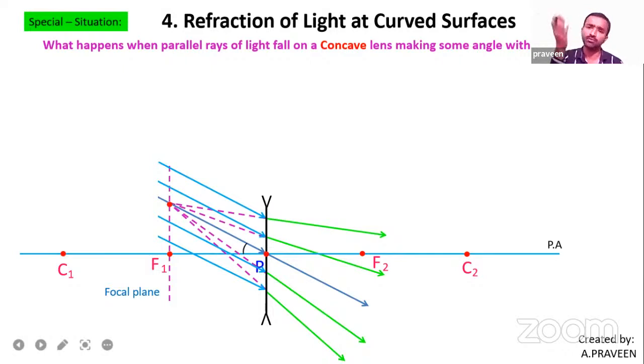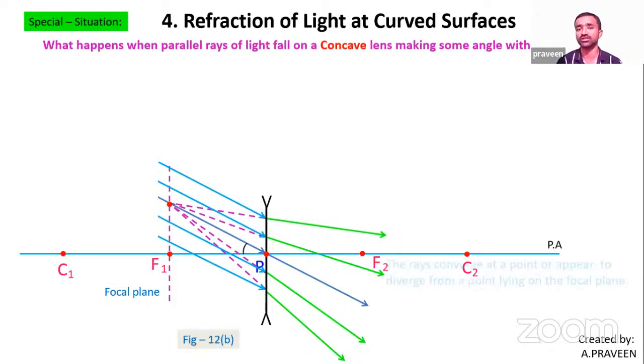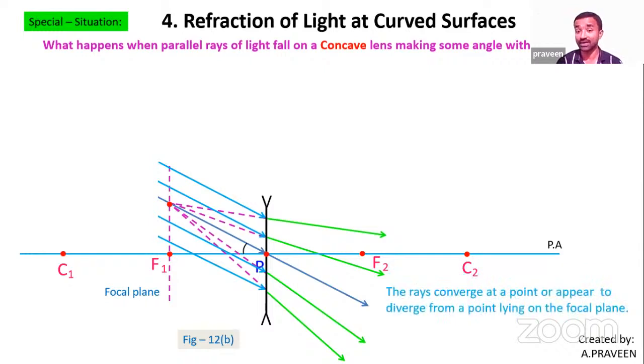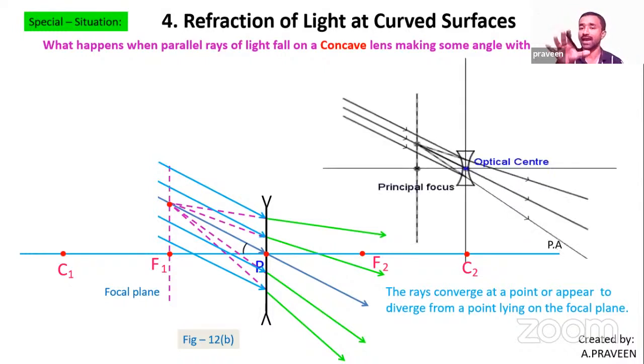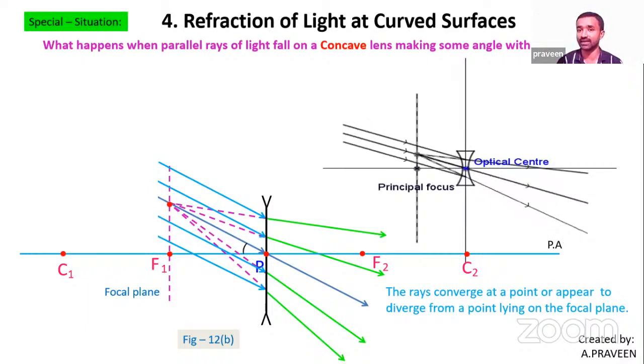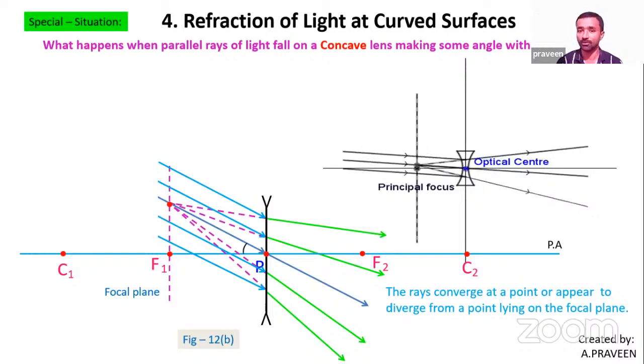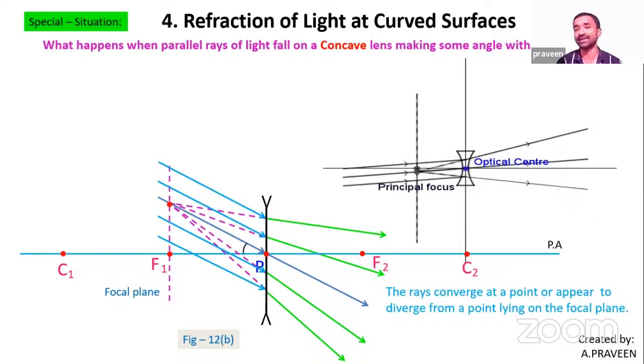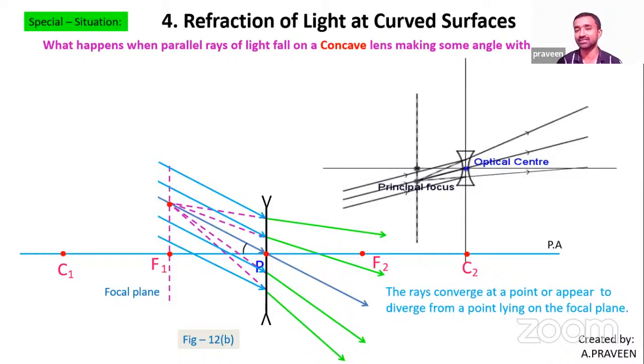So why do we consider this? Because practically we have observed it, not assumed. So look at that practical on the screen. Here simply the rays converge at a point or appear to diverge from a point lying on the focal plane, from both figures 12A and 12B. We are giving a generalization. So look at that practical animation. A parallel beam of light ray is focused on the double concave lens. But what is happening here? See.